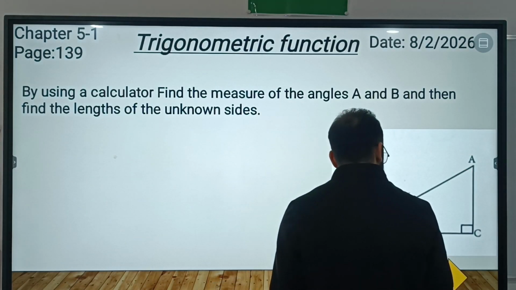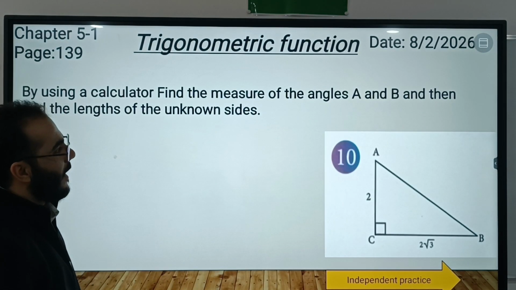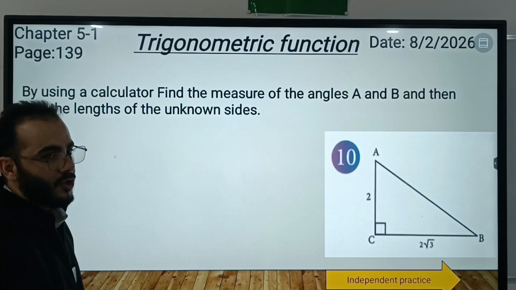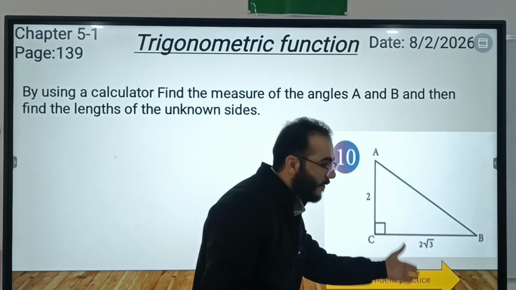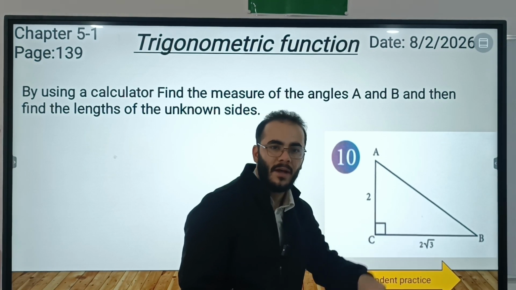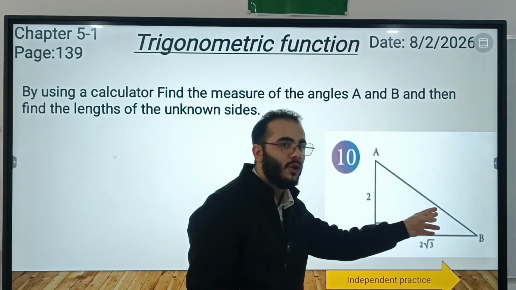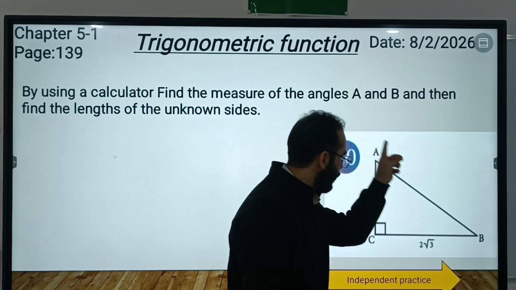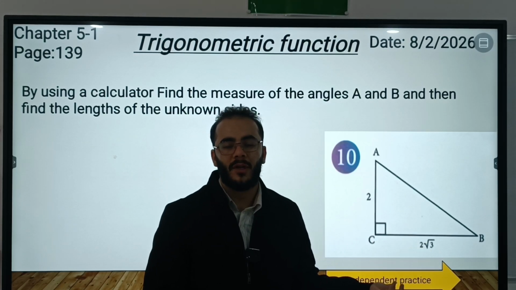The next one, I will just leave it. You can just do it by yourself. We just solved 2 questions regarding this. The legs are given, so we are going to use tan. Since the legs are given, we will use tan B. You will say that tan B equals 2 over 2 square root of 3. The 2's are going to cancel each other, so 1 over square root of 3 will remain.